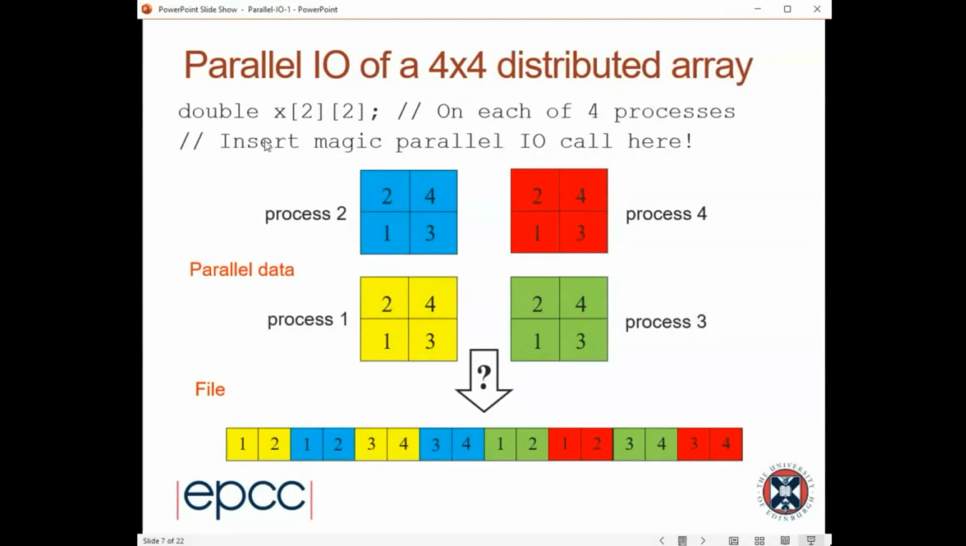So what we're going to do is insert a magical parallel IO call here, which is going to take the data from these 4 different processes, which are potentially running on 4 different computers, on different nodes, connected by some network, onto an external piece of storage. So it's written like this. So you can see already, even for what looks like a fairly trivial problem, a 4x4 array on a 2x2 grid of processes, we have a potentially quite complicated IO pattern here. Quite a lot of things to manage.